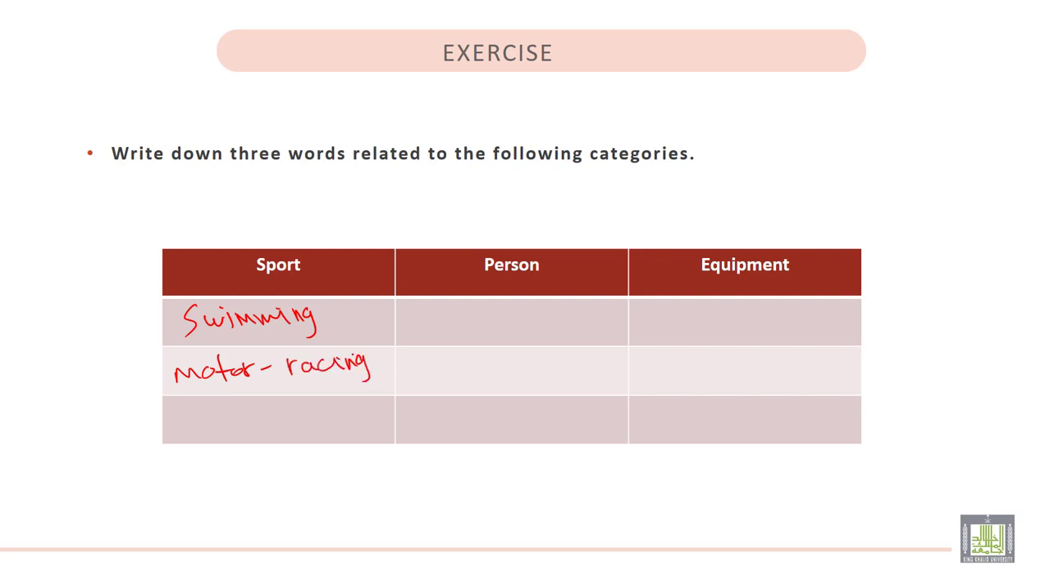And number three, basketball. The second category deals with person. We can write golfer, athlete, and goalkeeper.